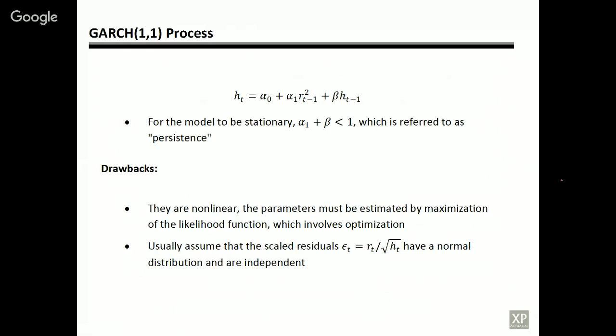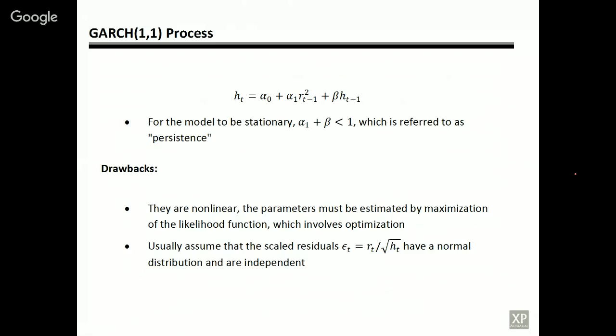So to counter this, we have the GARCH(1,1) process, in which our volatility estimate h_t is equal to alpha 0 plus alpha 1 times r_{t-1} squared plus beta times our previous day's volatility estimate. Now, something to note is that for the model to be stationary, we need alpha 1 plus beta to be less than 1, and this is referred to as persistence.